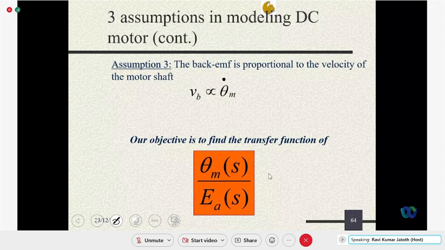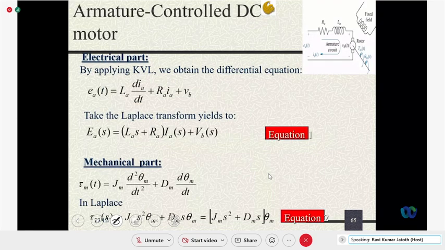Now the next assumption is that the back EMF is proportional to the velocity of the motor shaft, correct? So VB is proportional to d by dt of theta m. So VB is equal to Km d theta m by dt.